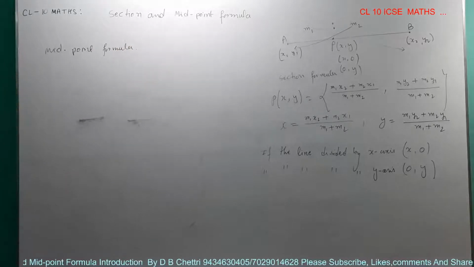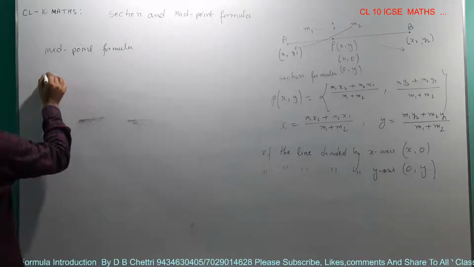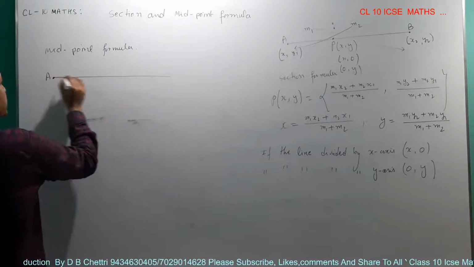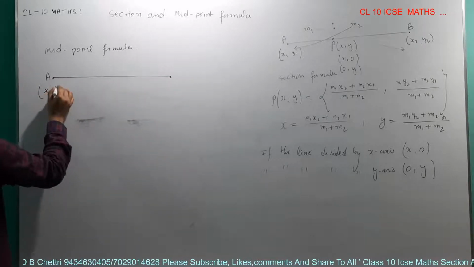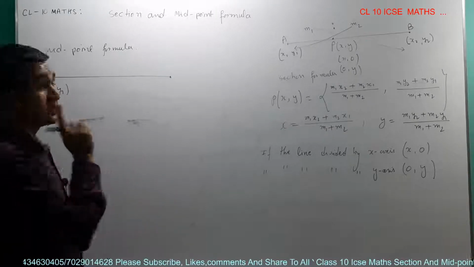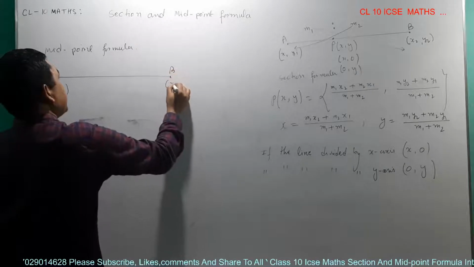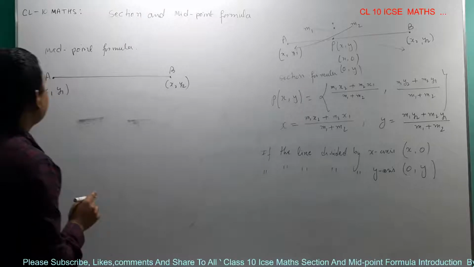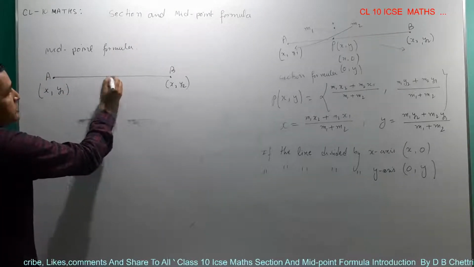Midpoint formula. Midpoint formula means there is a line joining two points. Remember, the first coordinate is always represented by x1, y1, and the second coordinate is always represented by x2, y2. Then the midpoint means the point lying at the middle of these two points.